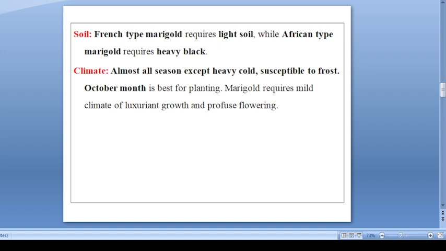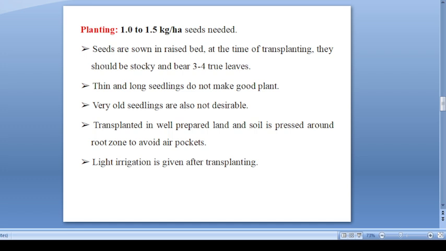So next is soil and climate. We can cultivate in any type of soil, but if we specifically want to improve the yield, French marigold requires light soil compared to African marigold. Whereas African marigold we can cultivate commercially even in heavy black soils also. Except frost, we can cultivate marigold throughout the year.